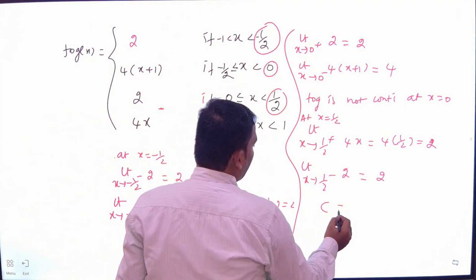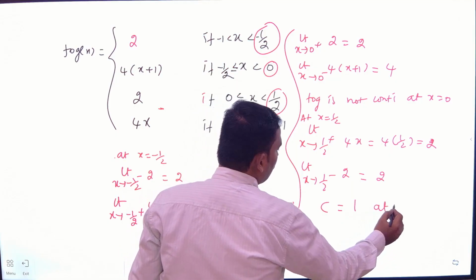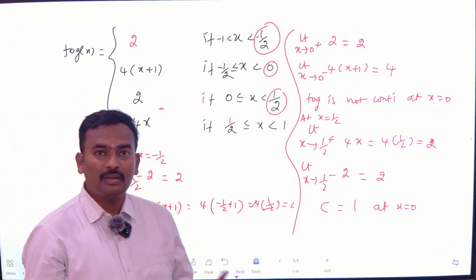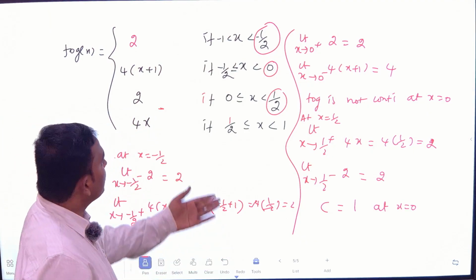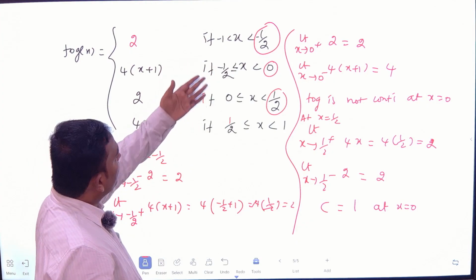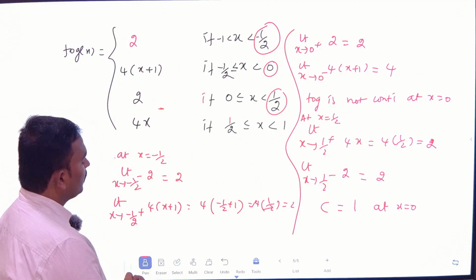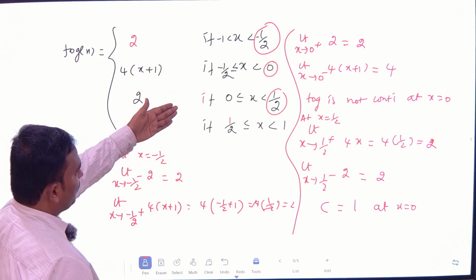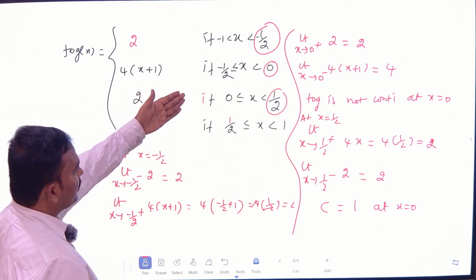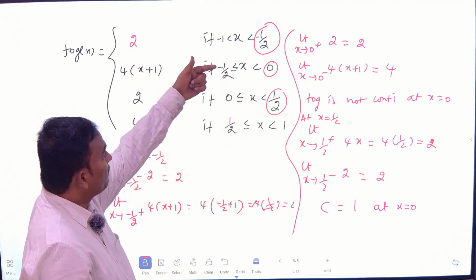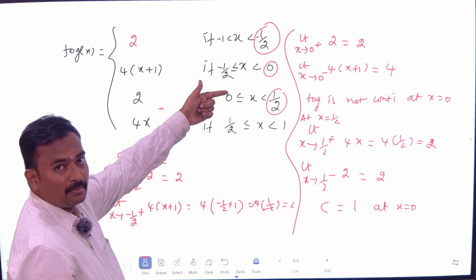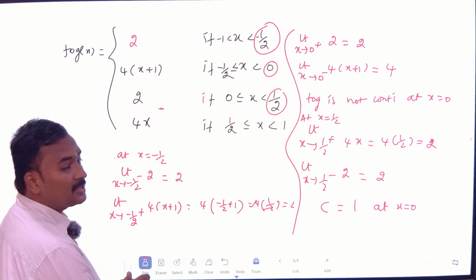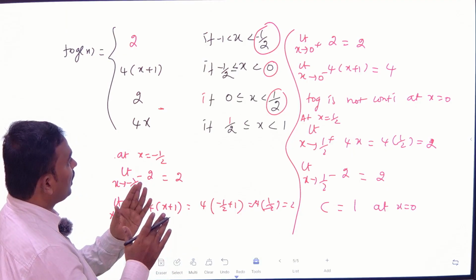Therefore, C here is 1, at x is equal to 0, right? You already know that if the function is not continuous, it is definitely not differentiable. So the function is continuous at minus 1 by 2 and plus 1 by 2, not continuous at 0. So definitely at 0 it is not differentiable, because it is not continuous at x equal to 0, right? We checked the discontinuity actually.